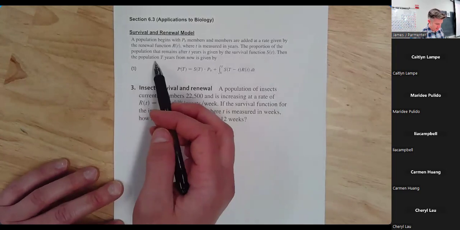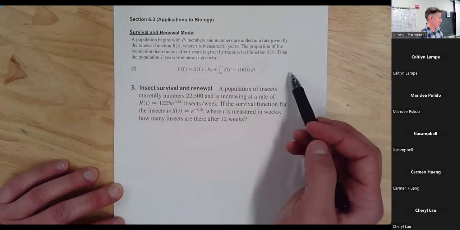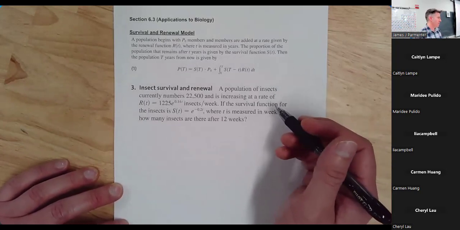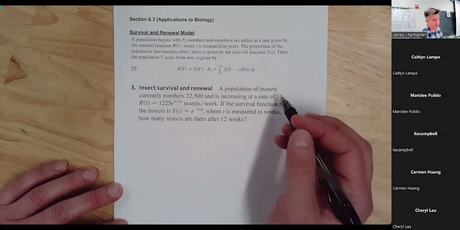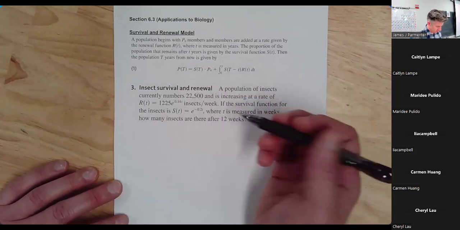Then the population T years from now is given by this equation, which I never remember. I've seen this equation a lot of times. I've never memorized it. It just doesn't stick in my head. I don't think you need to memorize this equation, but if your teacher says you do, then you do. I don't think you do though.